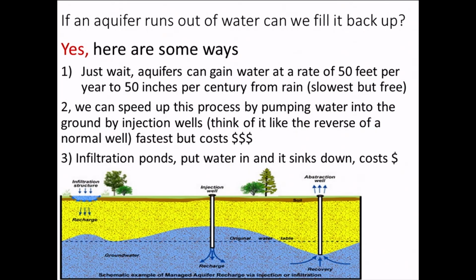The third way is somewhere in the middle, infiltration ponds, like here on the left, placing water into permeable ground and just letting it sit and percolate through the soil. This will also recharge the groundwater, but it has the cost that some of that water is lost to evaporation, and also the water itself does cost money to store in an infiltration pond. Those are the three ways to refill an aquifer.